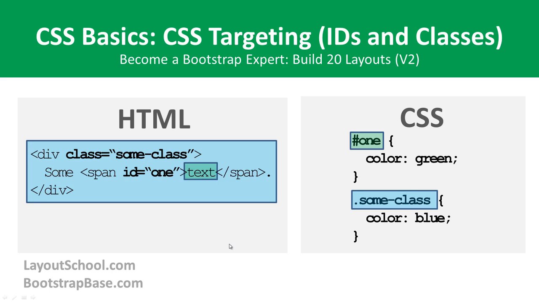To target an HTML class attribute, which we can see right here on this parent div, in CSS we simply type the dot, which signifies the class attribute, and then we provide the class name. In this case it was some-class. And then we open the squirrely brackets and we type the property, colon, and the value for the property. Property value, and we close it off with a semicolon.